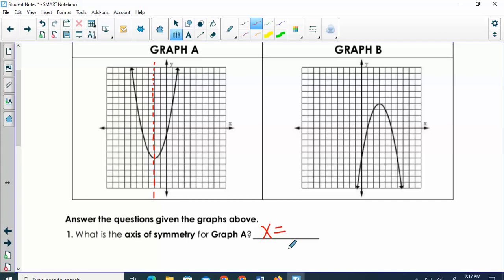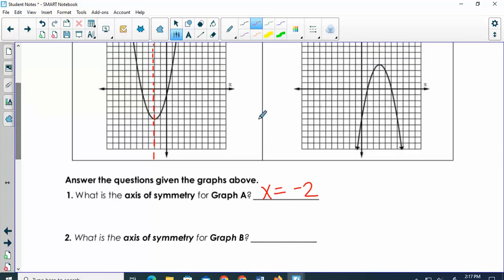1, 2. Negative. We went backwards. It was a page that I had skipped before. I was saving it as a review. All right, so axis of symmetry, vertical line going through the center, x equals negative 2.